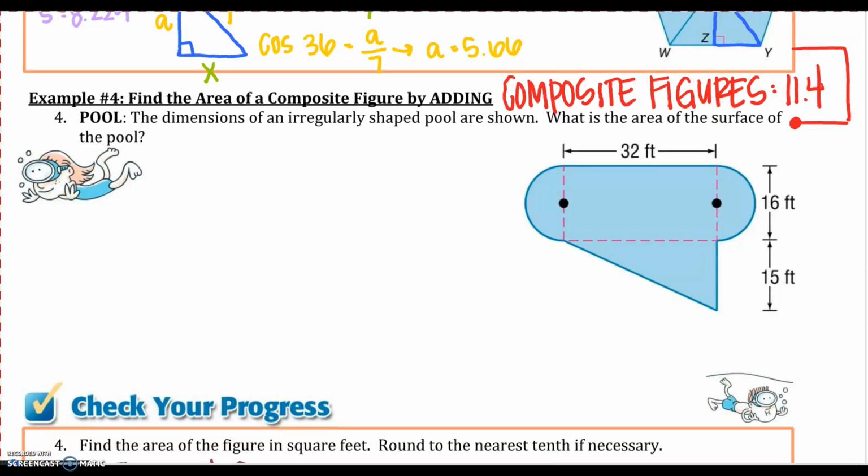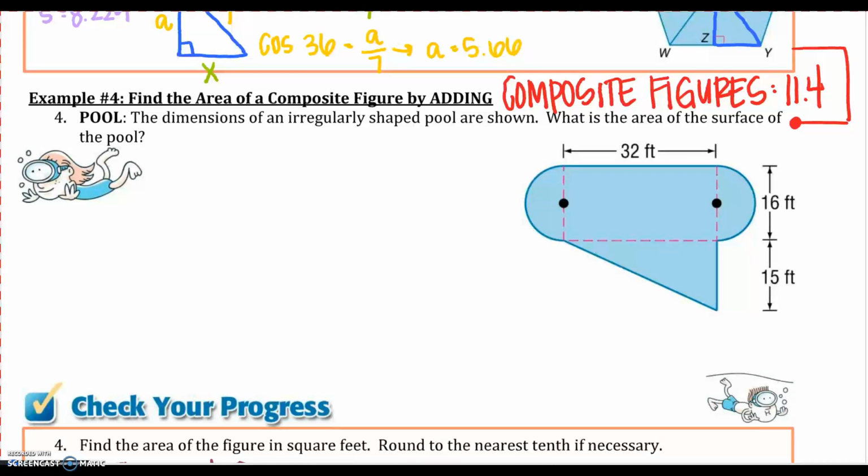All right, this is part 2 of lesson 11.4. The first part was talking about area of regular polygons, and this part is going to be talking about composite figures. If you remember in our vocab, composite figures are pretty much an irregular shape that we probably don't have a formula directly for, but if we break this figure apart, we can figure out maybe the area of this irregular shaped pool just by the shapes that are inside of it.